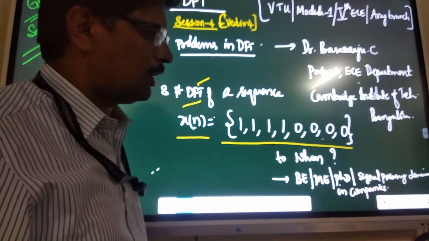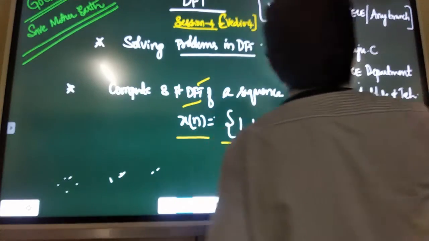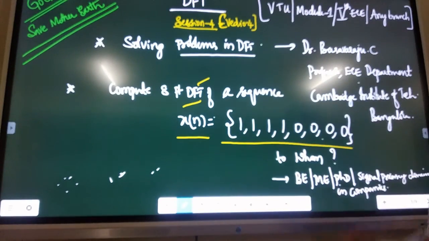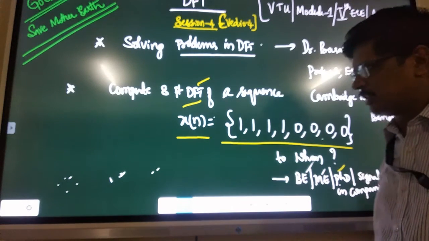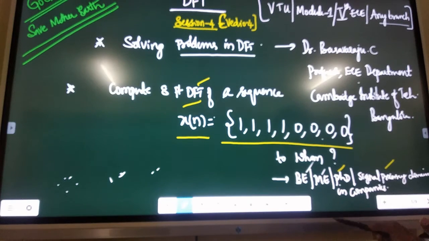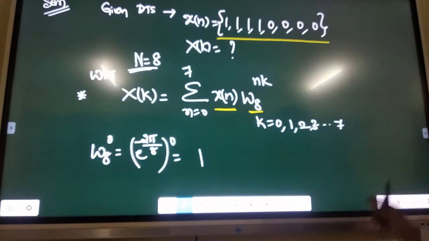This syllabus comes under VTU, under module 1 for 5th semester ECE students or any other branch students also, right? And this is required for whoever is interested in BE, ME, PhD or the signal processing domain. In companies, in the signal processing area, they need all this DFT. It is a very nice, popular topic. Now let us see the sum.